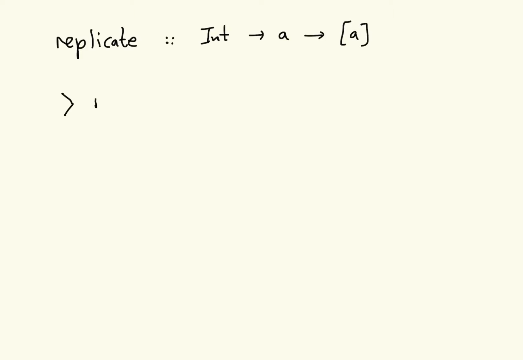So if we asked to replicate 3 times the character B, what we're going to get back is a list with 3 B's in it. Very straightforward. This is a really useful function for building lists that have multiple copies of the same thing. So how do we proceed this time?